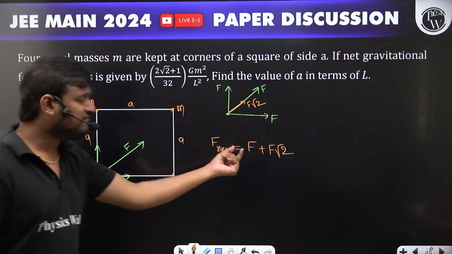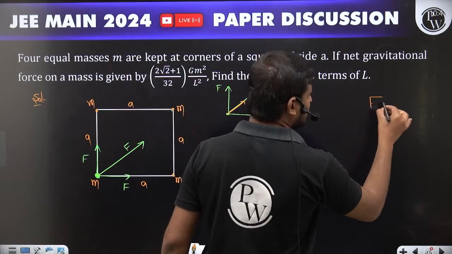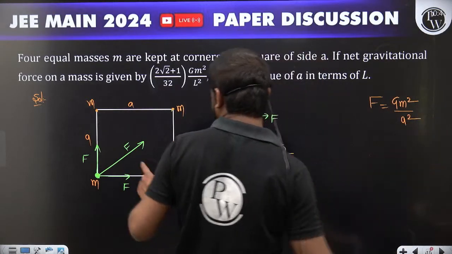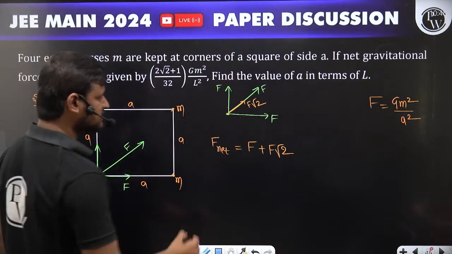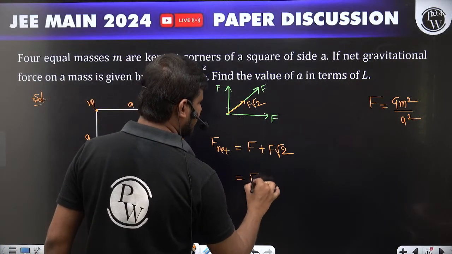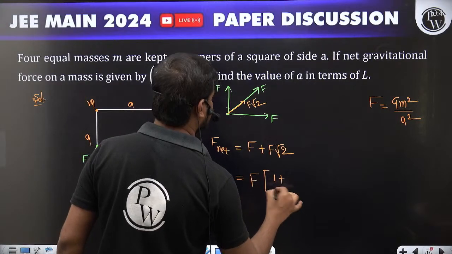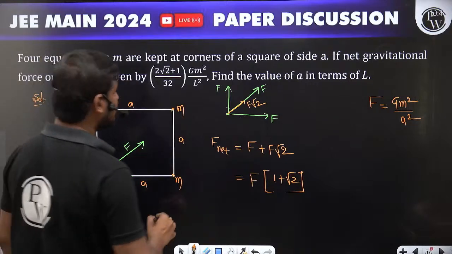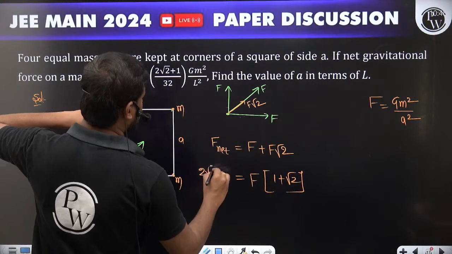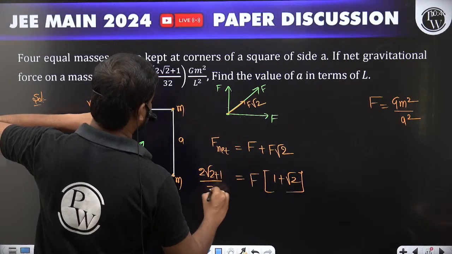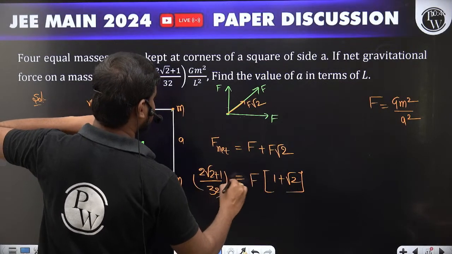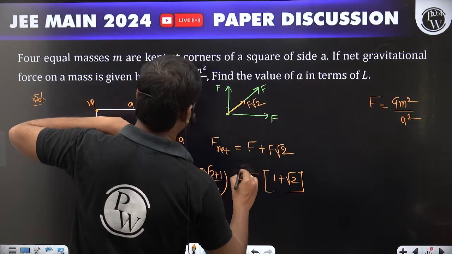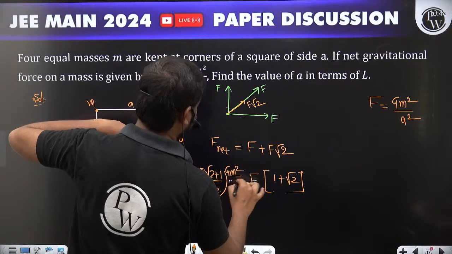So what is this F, the net force formula? F is equal to Gm square by the distance squared. So done, that's it. The F net is equal to, here I can take F common, so F times (1 plus root 2), right? So then the F net is given by (2 root 2 plus 1) by 32 into Gm square by L square.